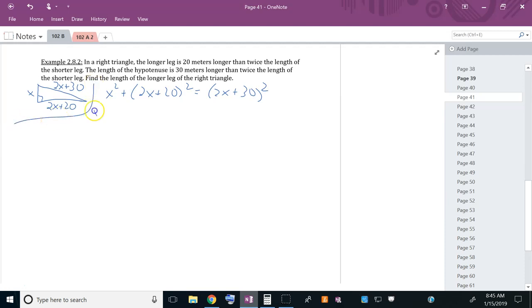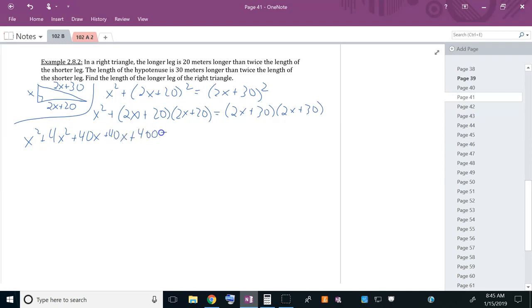All right, let's start squaring things out, and let's rewrite that as a quantity times itself, just so that we can see our arithmetic a little bit more easily. So I get x squared plus 4x plus 40x plus 40x plus 400 equals 4x squared plus 60x plus 60x plus 900.